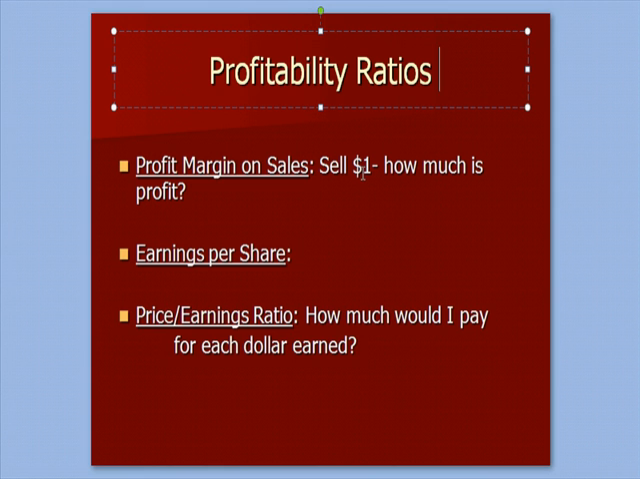For every dollar that you sell, how much of it is profit? That's profit margin on sales. Earnings per share. How much money is the company making for every common share outstanding held by the public? And the last one is price earnings ratio. How much would I pay for each dollar the company earned if I paid the market price of the stock?